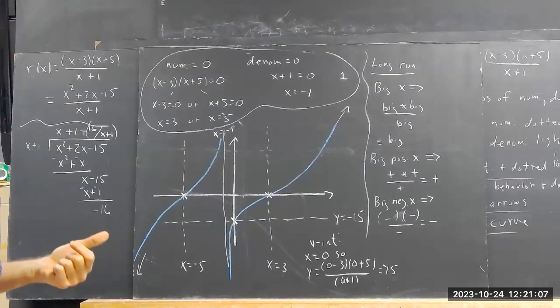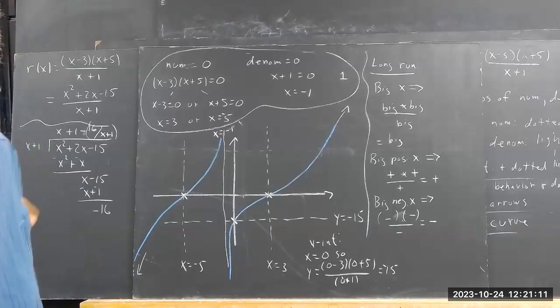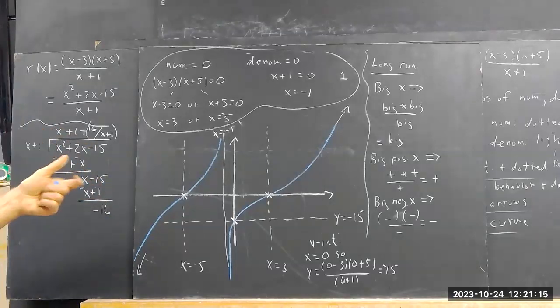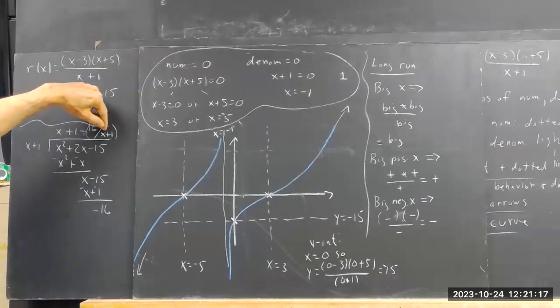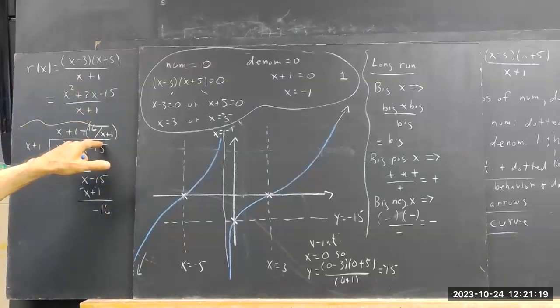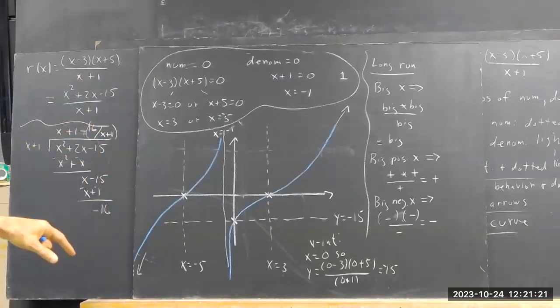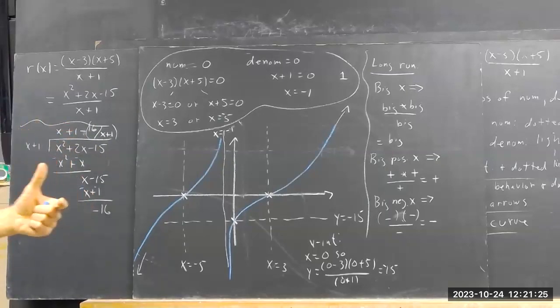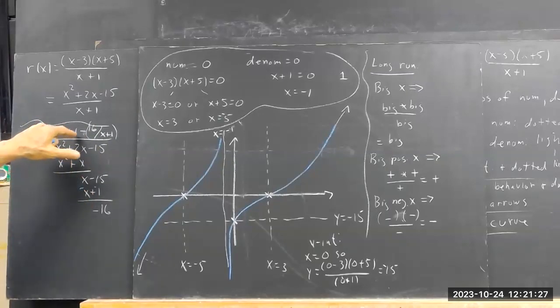The other thing this tells you is that when x gets big, well, 16 over x plus 1 gets really small, because if x is big, your denominator is big, the whole thing is small. So this says that as x approaches infinity, the graph approaches x plus 1.